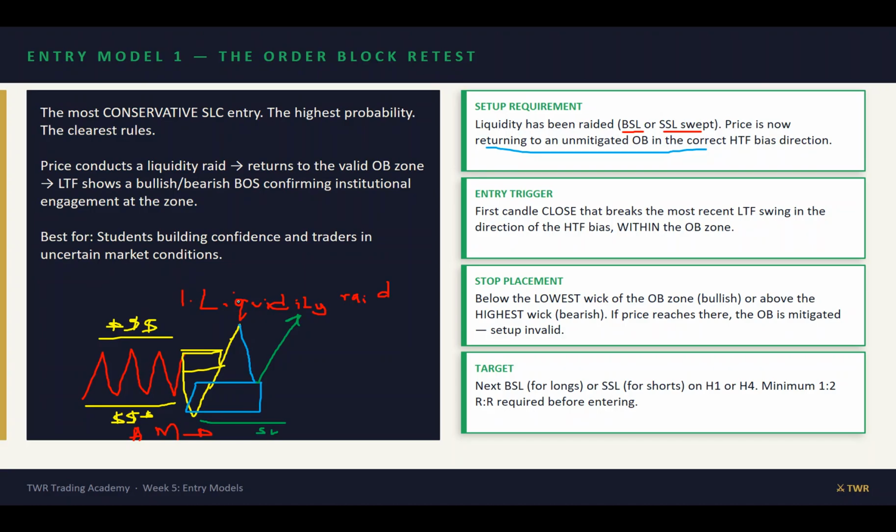So number one, wait for a liquidity raid. Number two, wait for a break of structure. Number three, wait for price to come and mitigate the order block. Then enter. This is one of the most profitable entry models. Below the lowest wick.